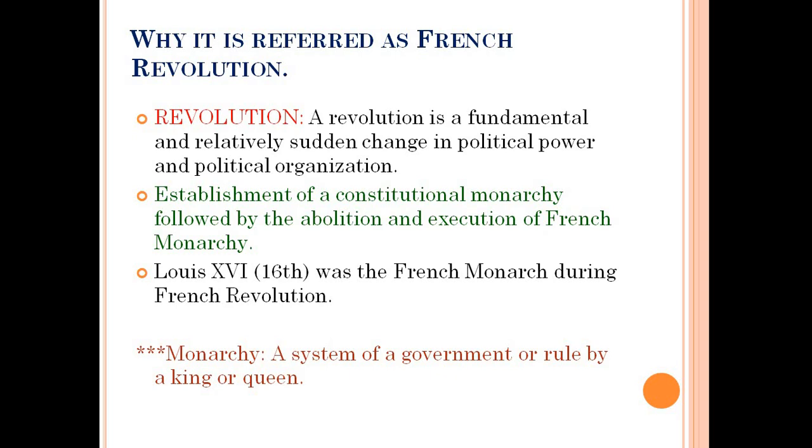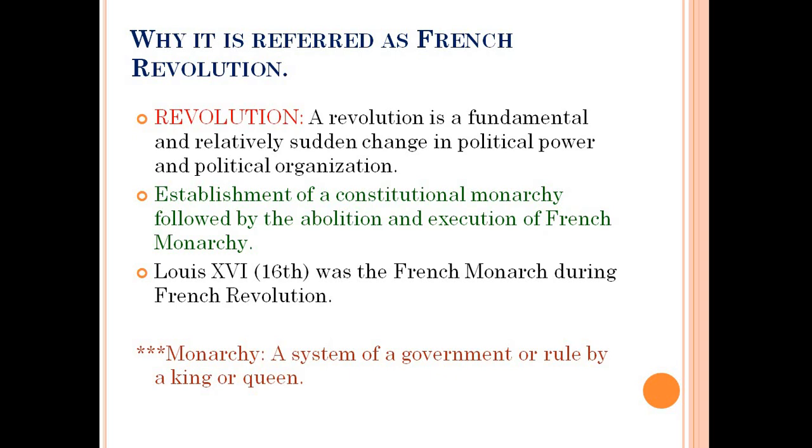But after the incident of the 14th July, it changed into a constitutional monarchy. That means there will be a monarch, but at the same time there is a constitution also, where the people of France can place their desires in front of the monarch. Clear?